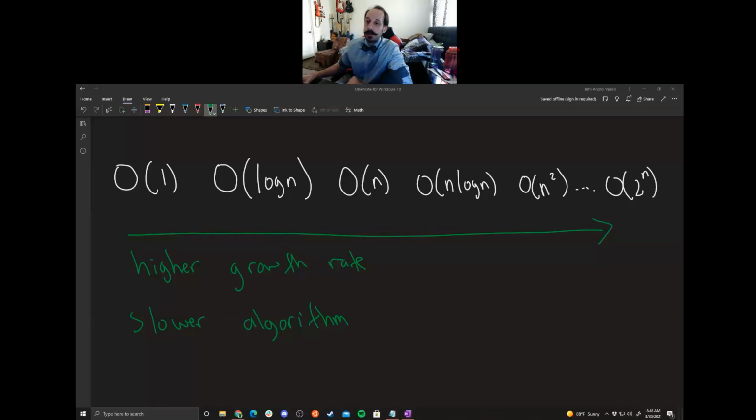Yes, so basically O of n contains everything to the left. For example, O of log n is also in the set O of n. O of n log n contains all these O of n functions and O of log n functions. O of n squared contains O of n log n, O of n, and O of log n. Yes. So that's that.